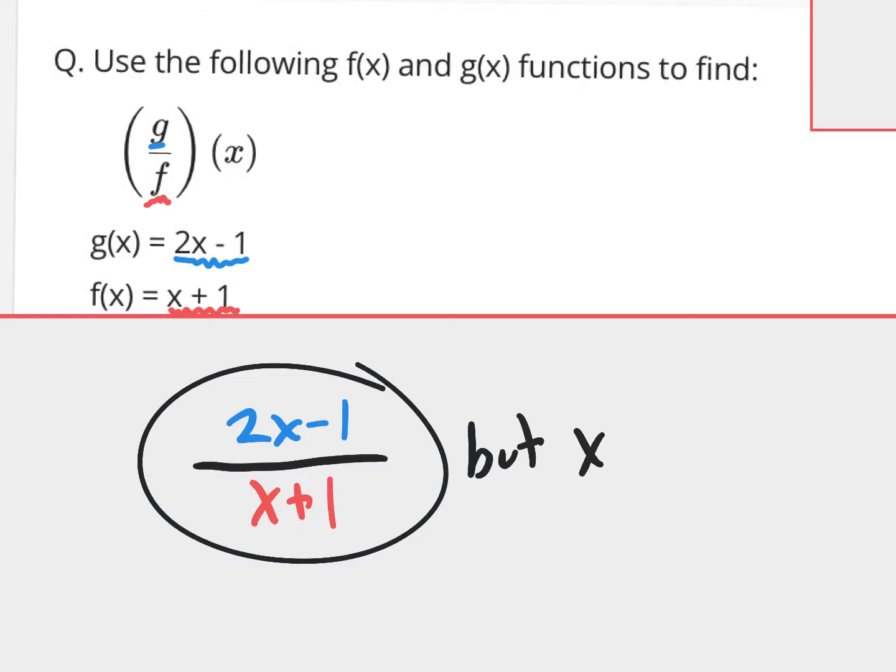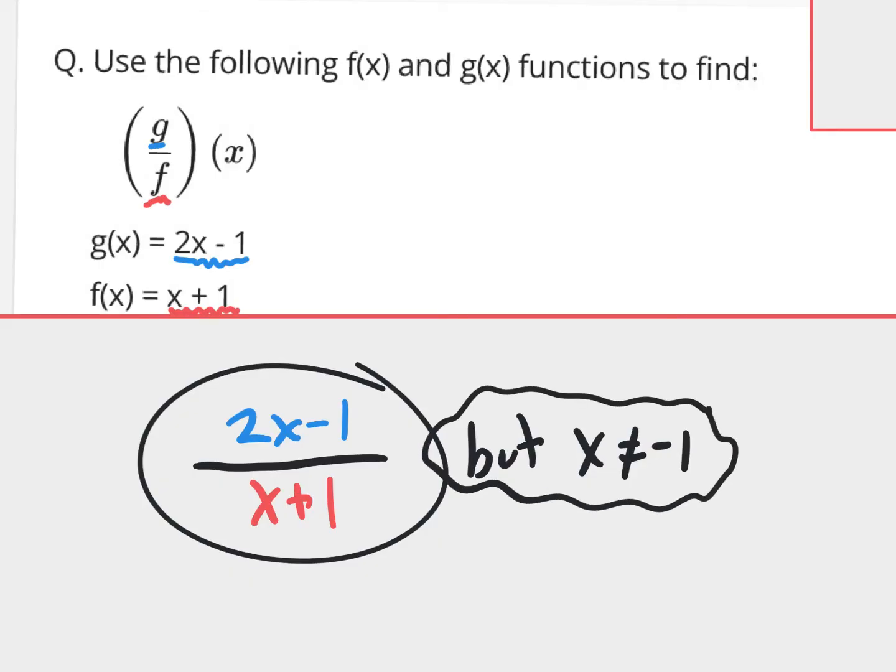But x cannot be negative 1. You should state this as part of your answer. It should be included on your answer. Because if x is negative 1, what's going to happen? Negative 1 plus 1 is 0, and we cannot have 0 in the denominator, all right? So x cannot be negative 1. It's important to state that because that would make this answer undefined.